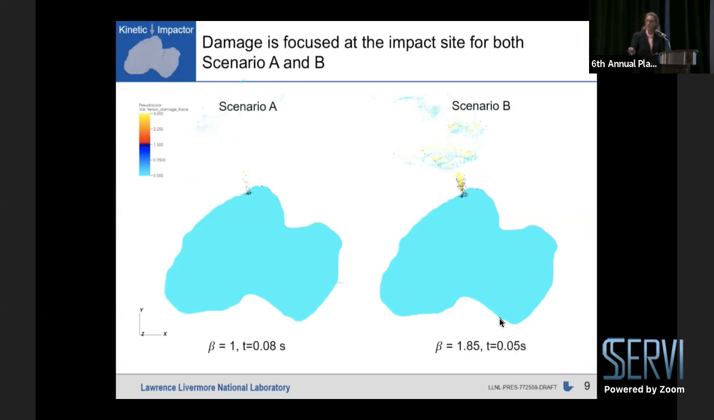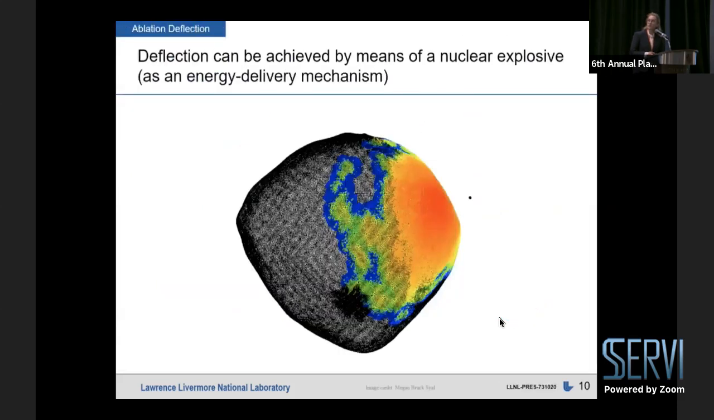So deflection can be achieved by using the kinetic impactor technique, but also can be achieved by using a technique through ablation. So this technique would use a nuclear standoff device. So basically, you have a device some distance away from the surface of your hazardous object. This device detonates and creates X-rays.